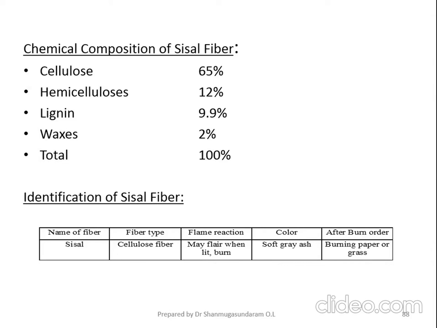Okay, so when you look at the chemical characteristics, that is the identification of sisal fiber, it is basically cellulosic in nature. The color of the fiber is gray ash. After burning, it will give a paper smell, or sometimes a grass smell. If you burn paper, the smell that comes out is similar to the smell coming out from the sisal fiber. Similarly, a grass type of smell.